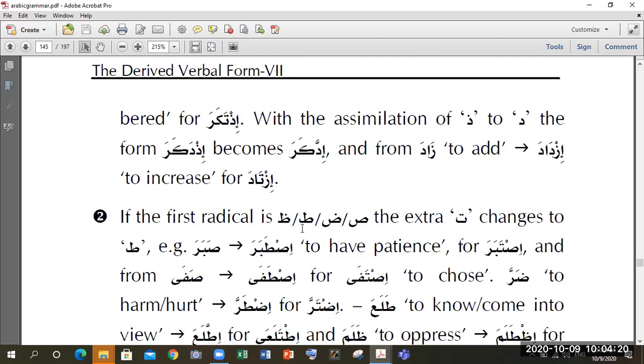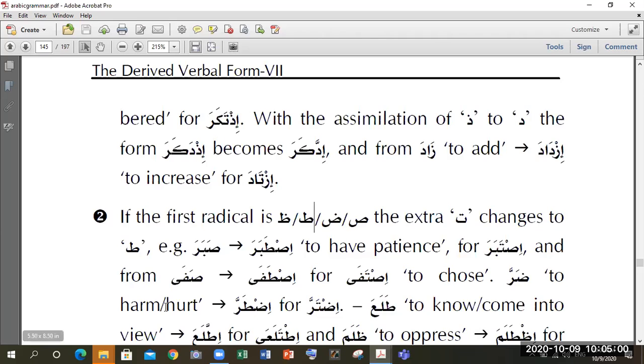If the first radical is, now this is another family: saw, zaw, thaw, zaw, right? This is another family. So if any of these comes, then this ta changes to thaw only. There also we took a family of dal, ra, and we chose one of them, and ta changes into dal. Here we have also chosen one word. If the whole family comes, we will take ta, sorry, to. This ta will change into to.